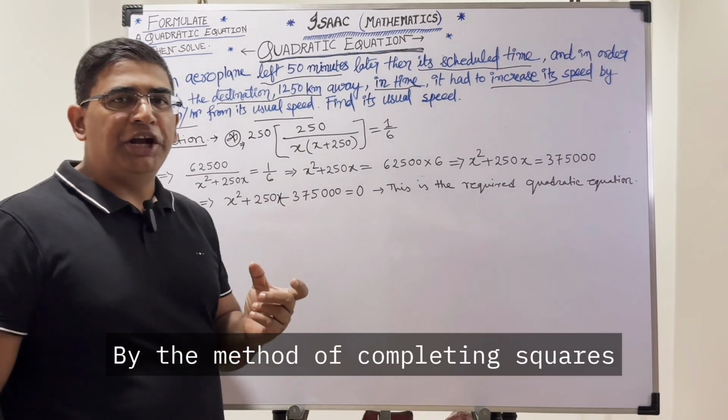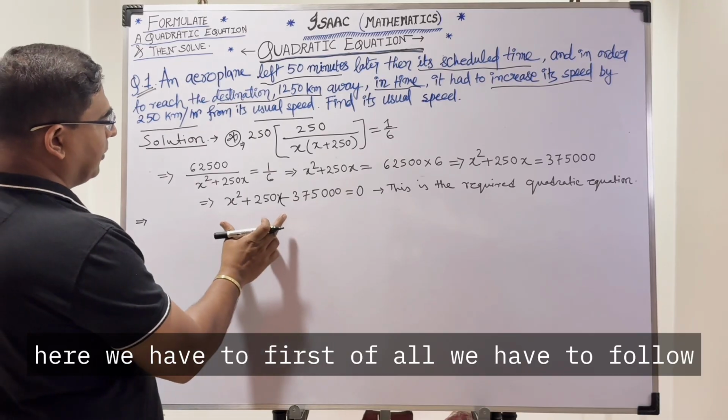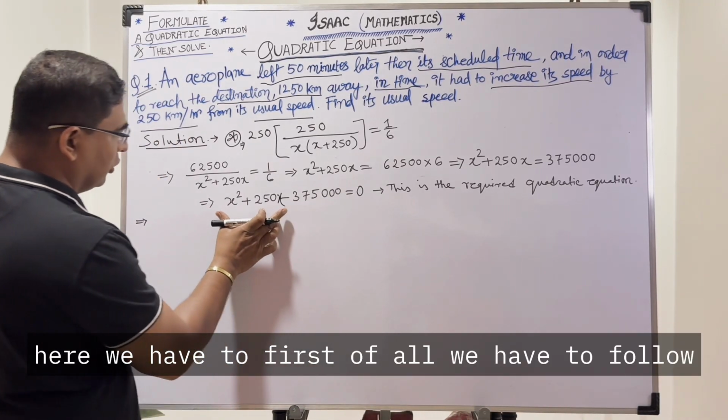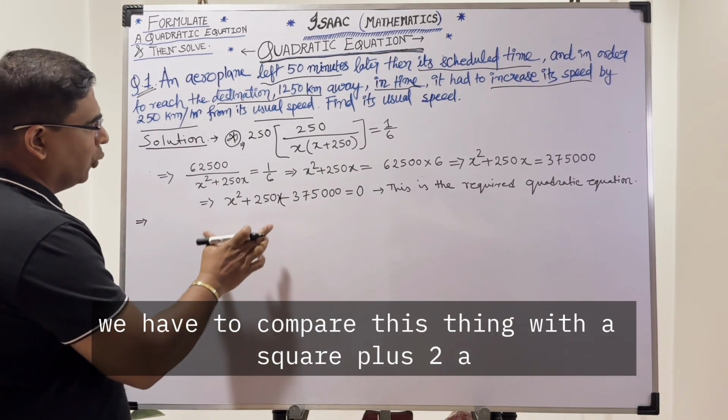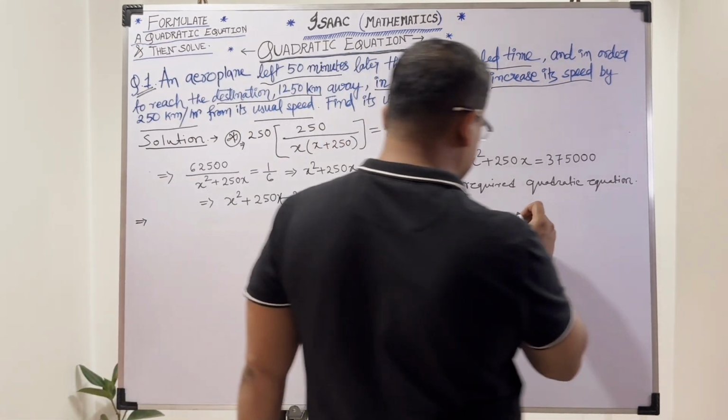By the method of completing squares, first of all we have to compare this thing with a square plus 2ab.